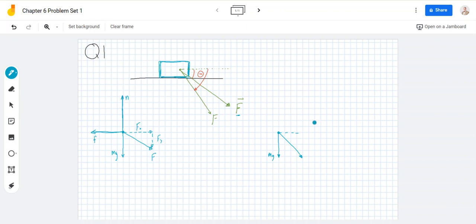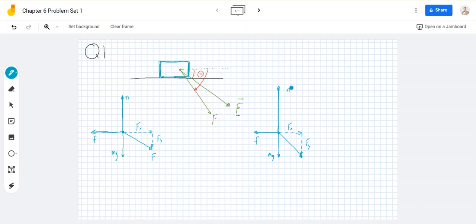Now, if I look at this, I can see that the F in the y direction has totally increased, and the F in the x direction has totally decreased. Since the F in the x direction has decreased, we can see our friction is a little bit smaller. However, since our F in the y direction is bigger now, our normal force actually had to increase to compensate.